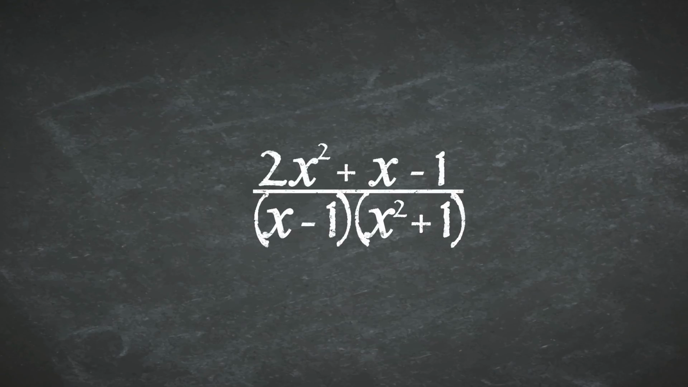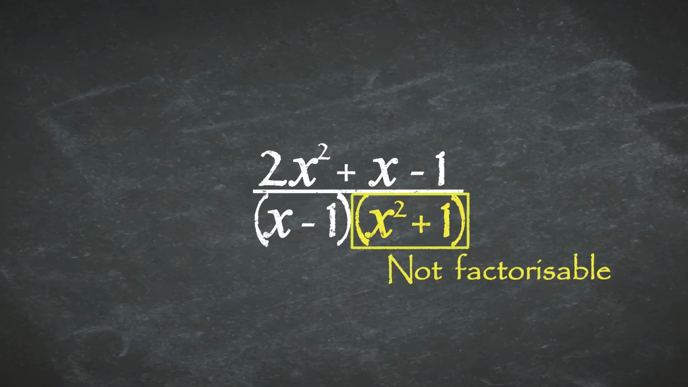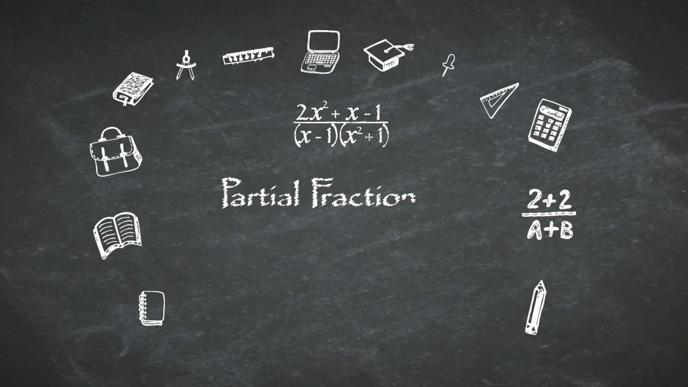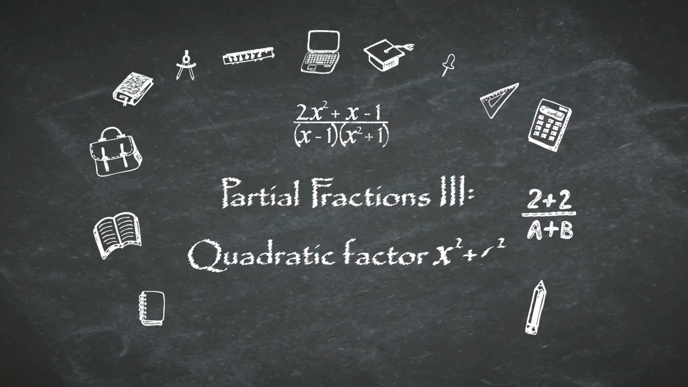The denominator of this algebraic fraction has a quadratic factor. It is not factorizable. In this video, let's learn how to obtain the partial fractions of such a fraction.